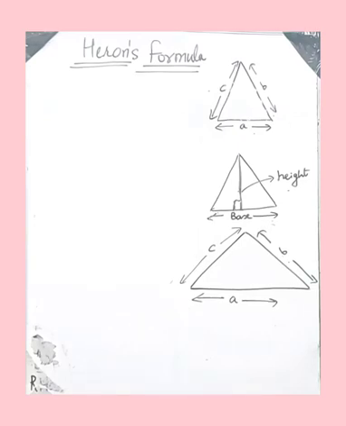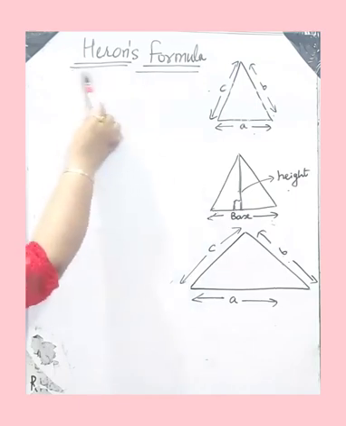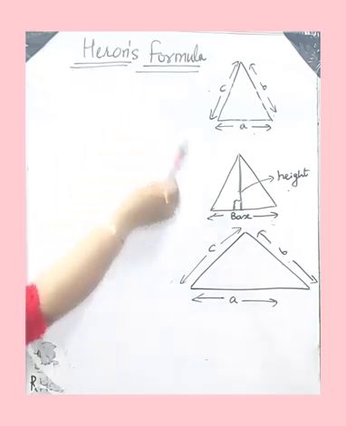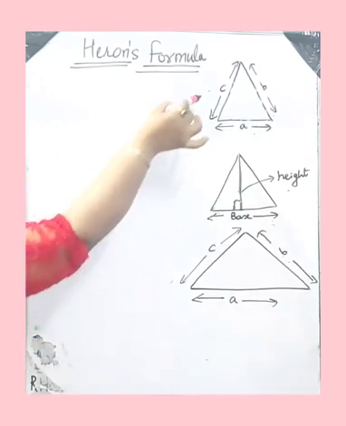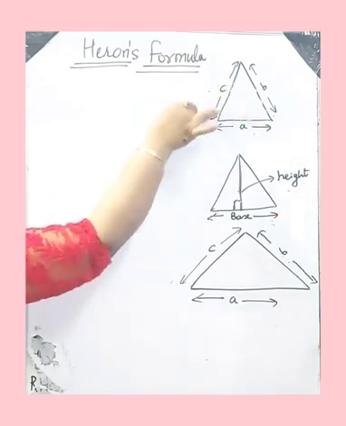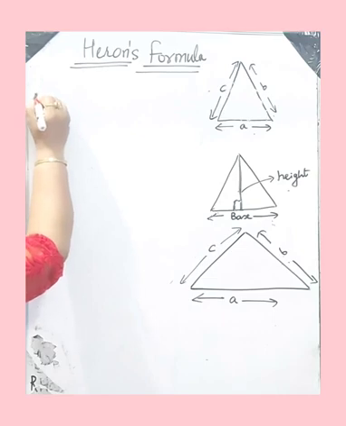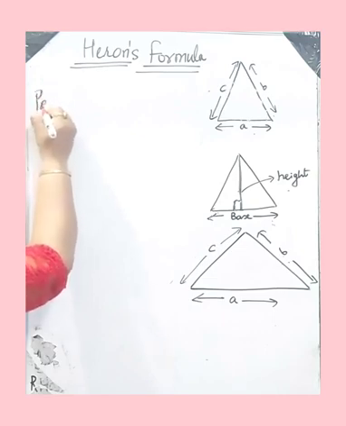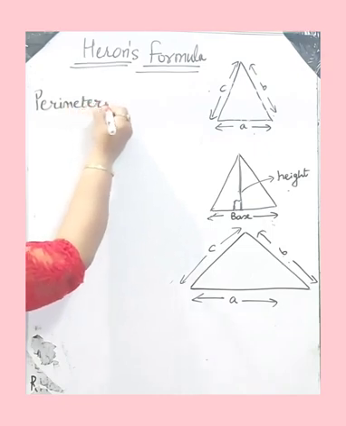Hello students, in this module I am going to discuss a new chapter, Heron's formula. Heron's formula is used for finding the area of a triangle. Now what is a triangle? A closed figure which is bounded by three line segments is known as a triangle. Now the question is, how will you find out the perimeter of a triangle?